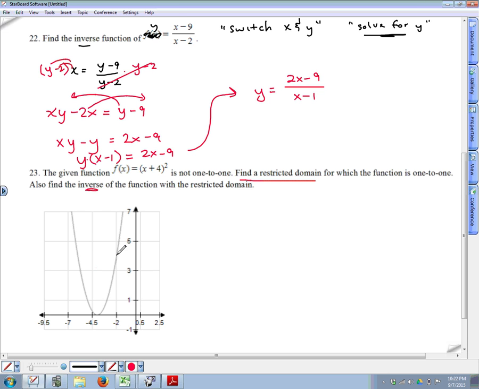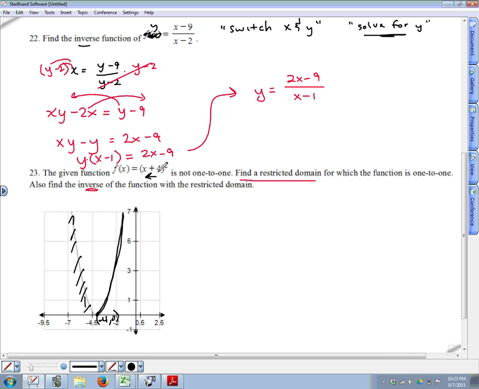The problem here is it doesn't pass the horizontal line test. If we took, for example, just the right side of this parabola and forgot about the left side, that would be one-to-one because it would pass the horizontal line test. So what restriction on the domain would allow us to use just the right side of the function? Well, the bottom of this function is the point (-4, 0). That's where the vertex is, because this moves the graph to the left 4 units.